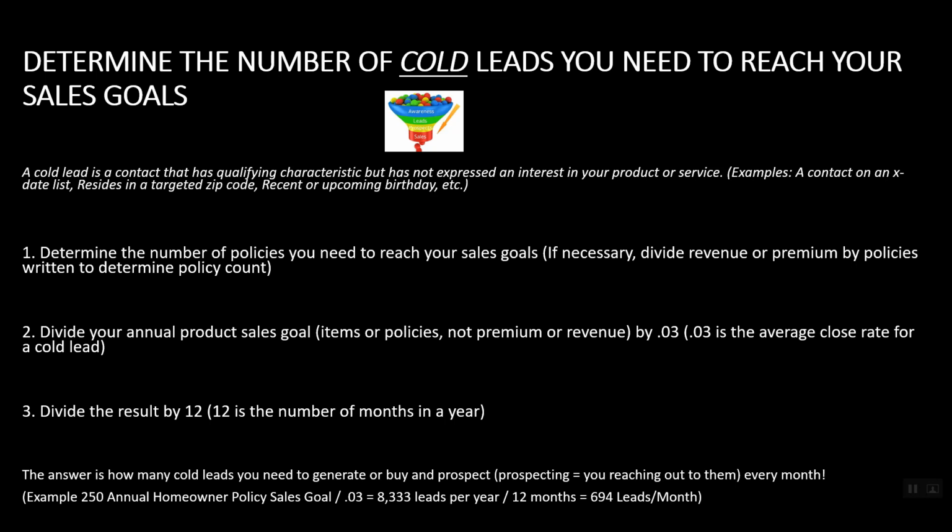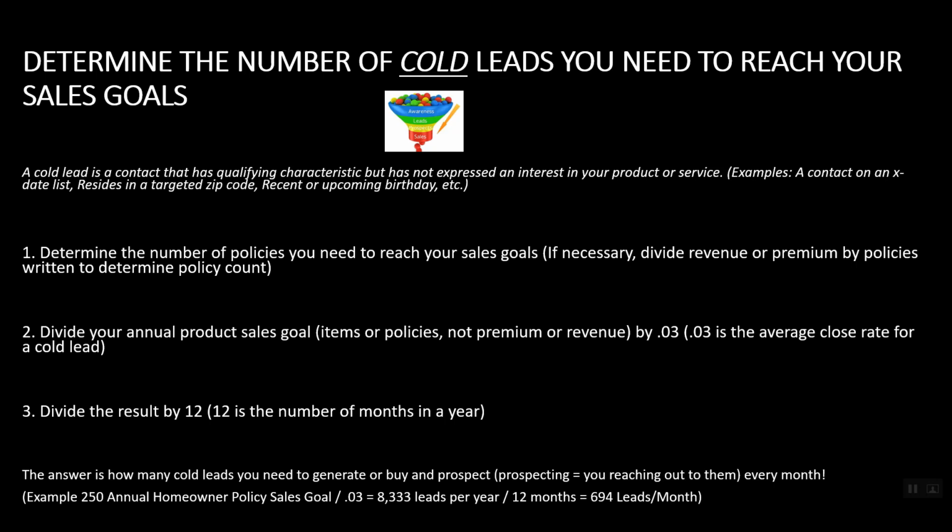So the first thing you do is determine the number of policies you need to reach your sales goal. And I know a lot of you are saying, well, Billy, I don't focus on policies. I focus on commission, or I focus on premium. Well, it's real simple. Just take whatever the commission was per policy that you wrote, or whatever the premium was for policies that you wrote, divide it, and you're going to come up with the number of policies. Our formula works with policies.